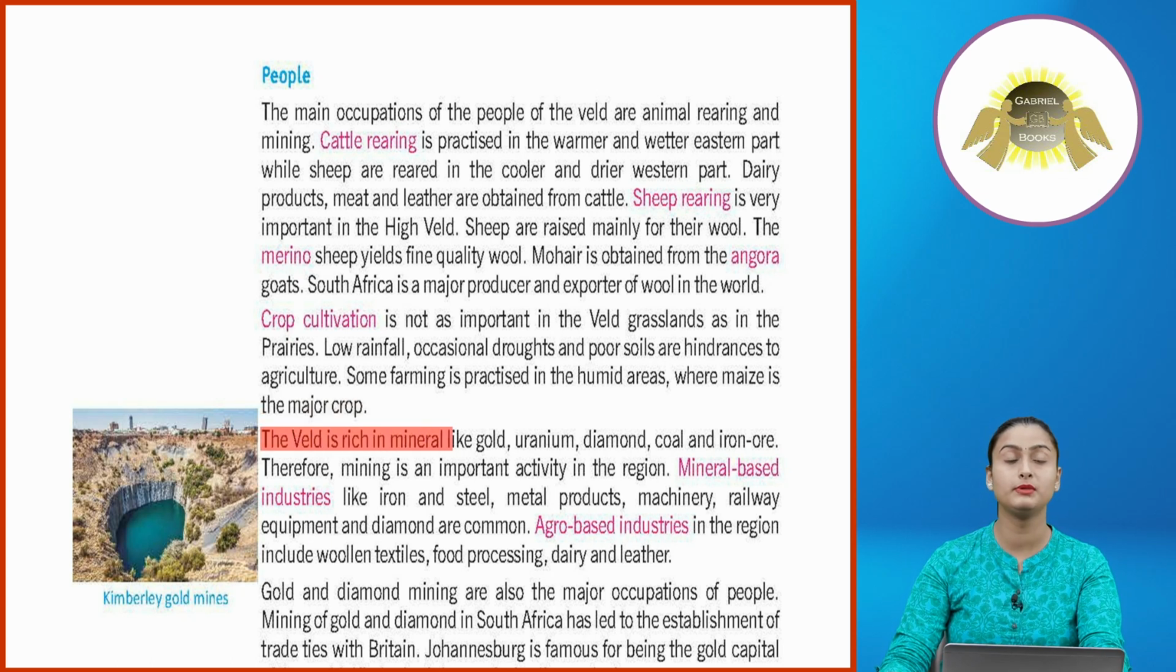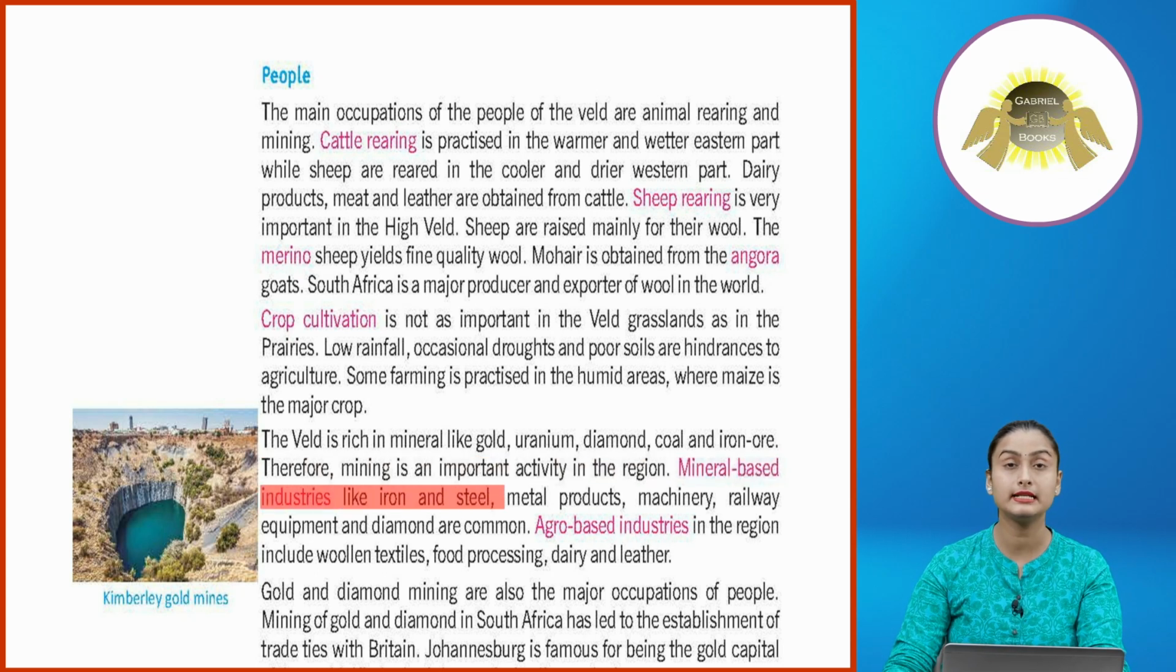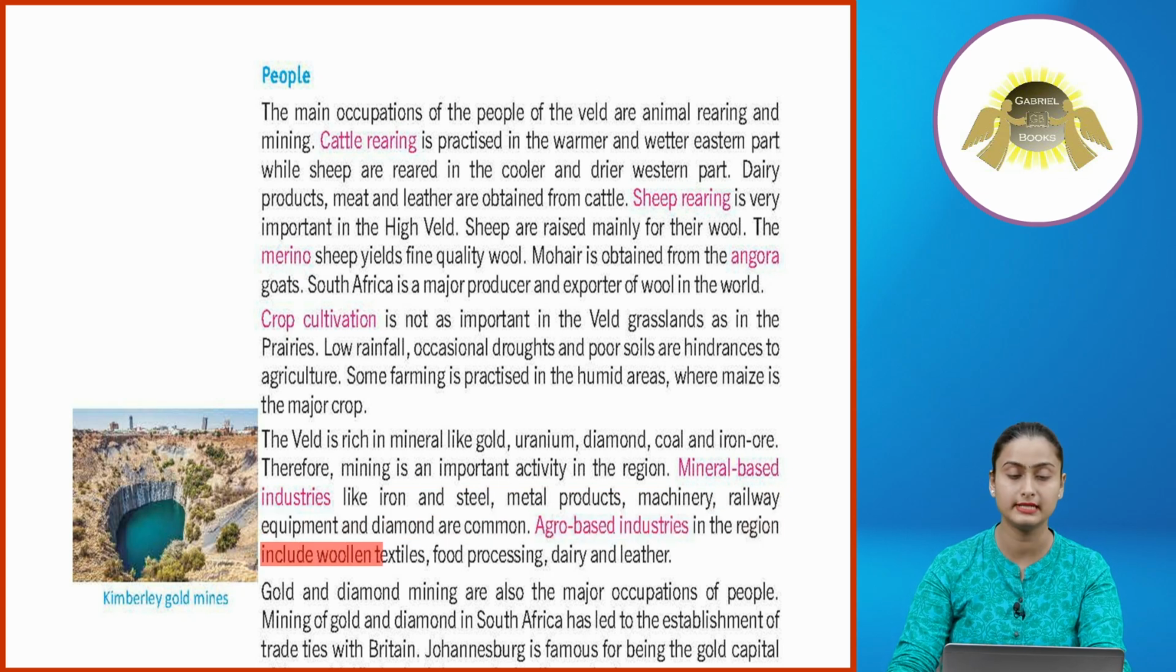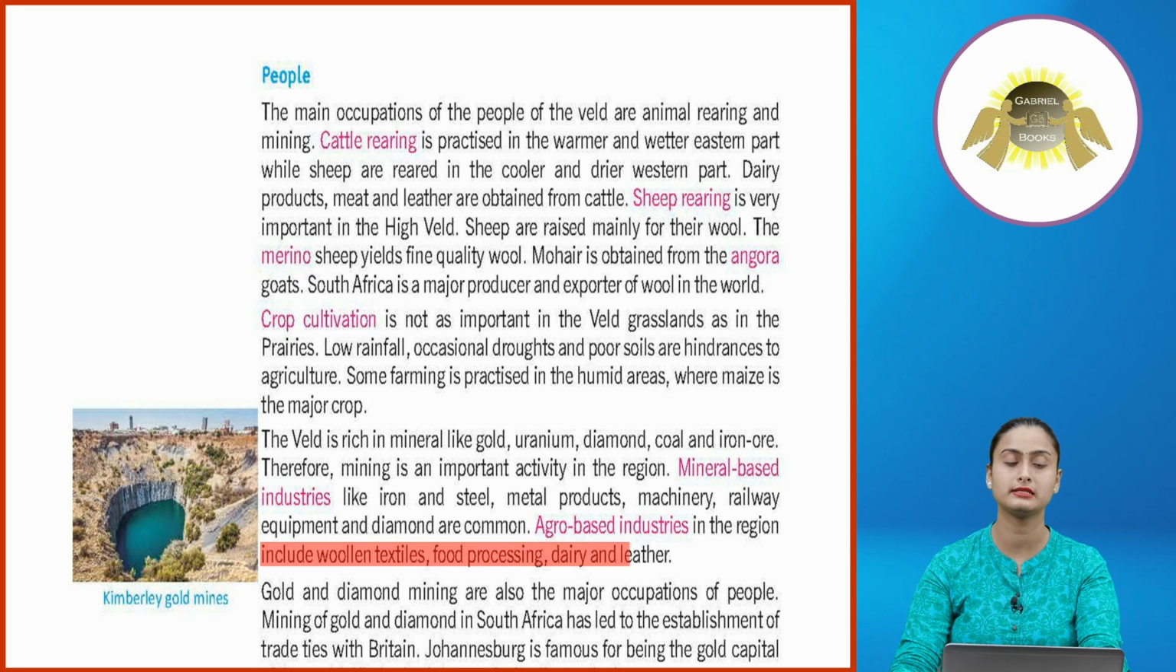The veld is rich in minerals like gold, uranium, diamond, coal and iron ore. Therefore, mining is an important activity in the region. Mineral-based industries like iron and steel, metal products, machinery, railway equipment and diamond are common. Agro-based industries in the region include wool and textiles, food processing, dairy and leather.